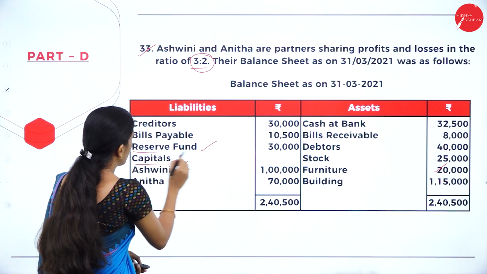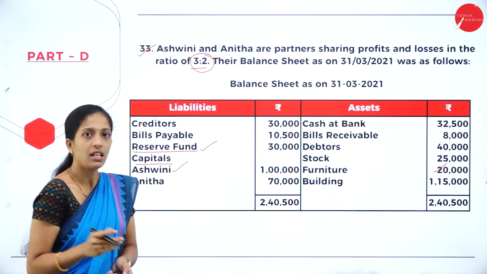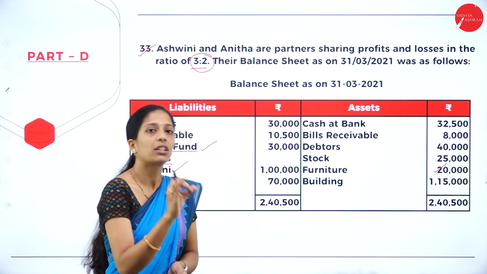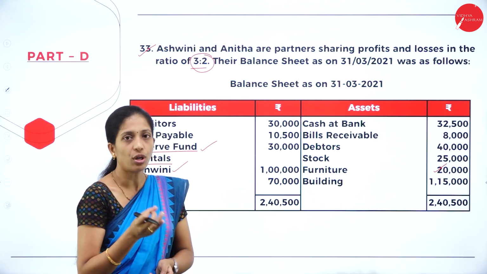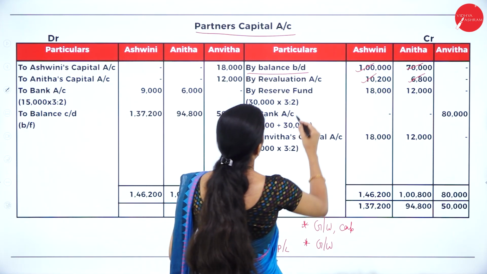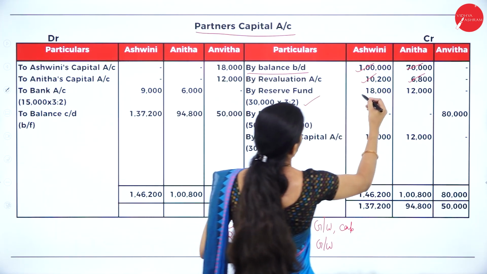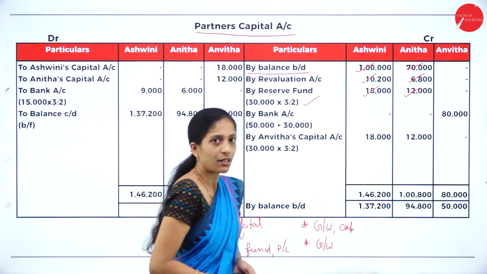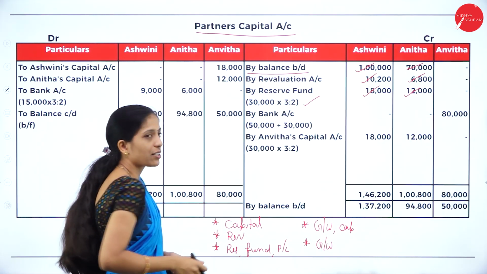Okay, now we have only one reserve fund, 30,000. So this has to be distributed among the old partners in their ratio 3:2. So how do you record? By reserve fund 30,000 into 3:2, you'll get 18,000 and 12,000. So we are done with these three steps.